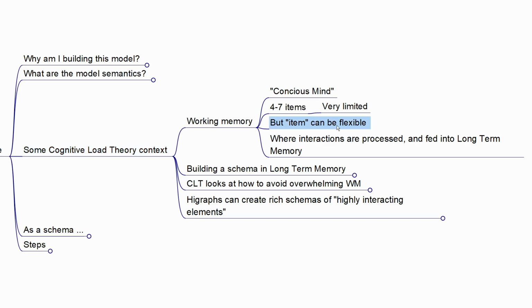What's interesting is that an item can be very flexible. Items can be very complex. I can say, as an example, restaurant. I say restaurant, everybody understands, and a huge model comes to mind immediately. Soccer game. And working memory is where interactions are all processed. It's where the sensory processing comes in and is fed into long-term memory. And that's a whole big, complex space that educational psychologists are still working on.